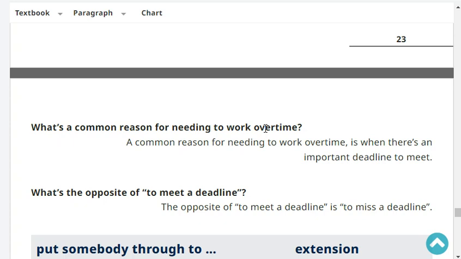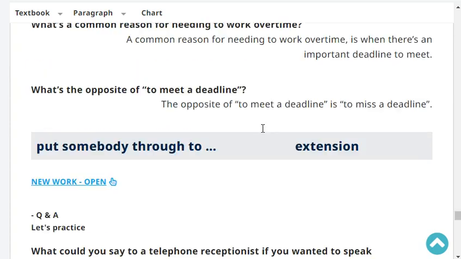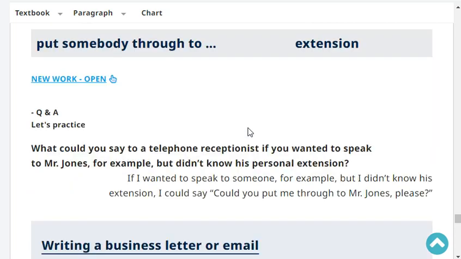What's a common reason for needing to work overtime? A common reason for needing to work overtime is when there is an important deadline to meet. Right? What's the opposite of to meet a deadline? The opposite of to meet a deadline is to miss a deadline.